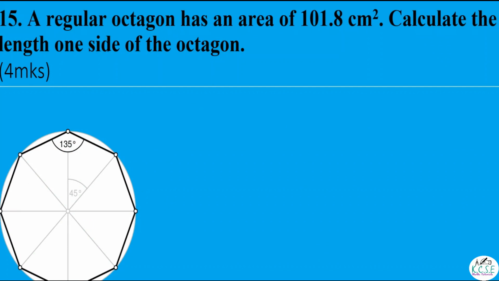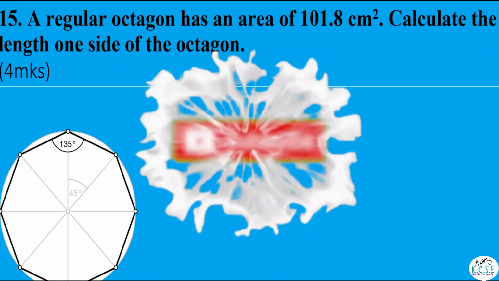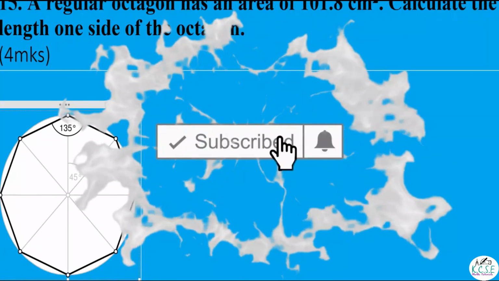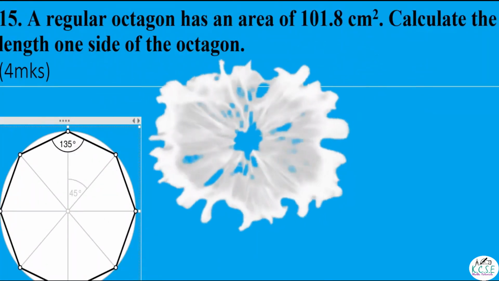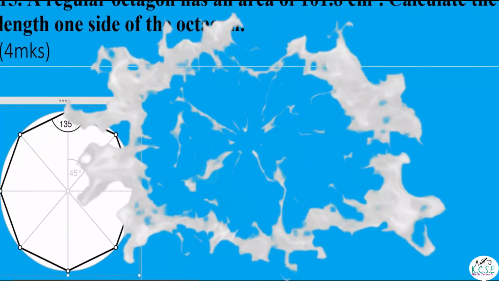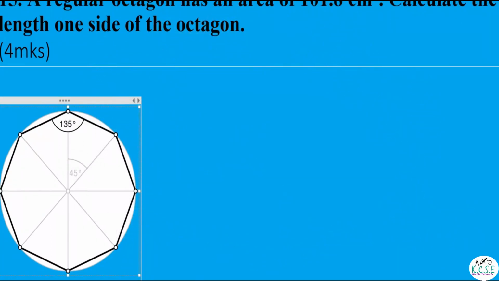A regular octagon has an area of 101.8 centimeters squared. Calculate the length of one side of the octagon. So the first thing will be to sketch the octagon, and here is the octagon with the 8 sides. We can label this side X, and this one X. We label this one as this side, which is now the side that you are calculating, as Y.